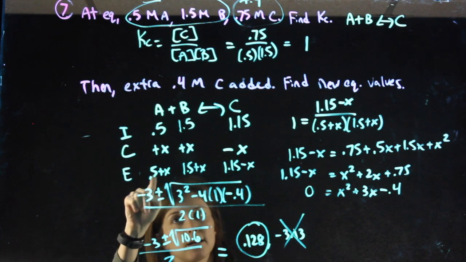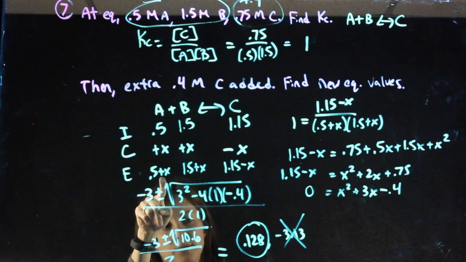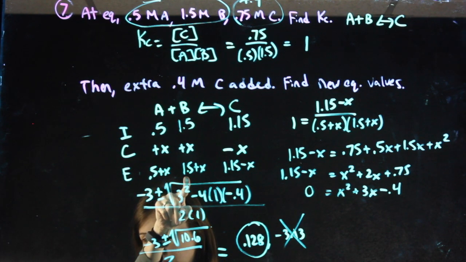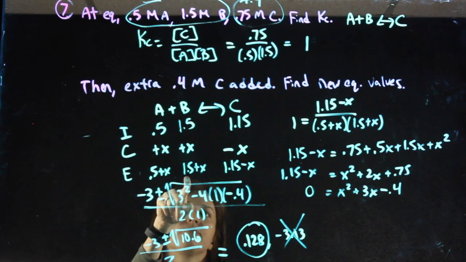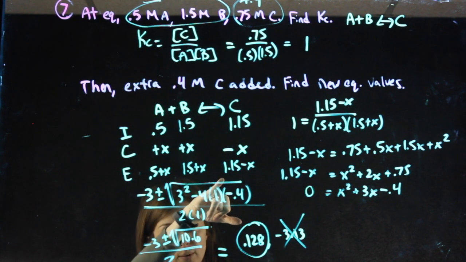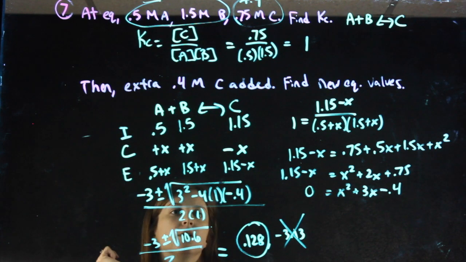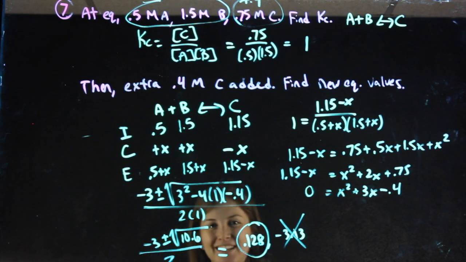Plugging 0.128 back in, 0.5 plus 0.128 should get me 0.628. 1.5 plus 0.128 gets me 1.63. I'm rounding that. And 1.15 minus 0.128 gets me 1.02. And we're done. No more quadratics on the review.